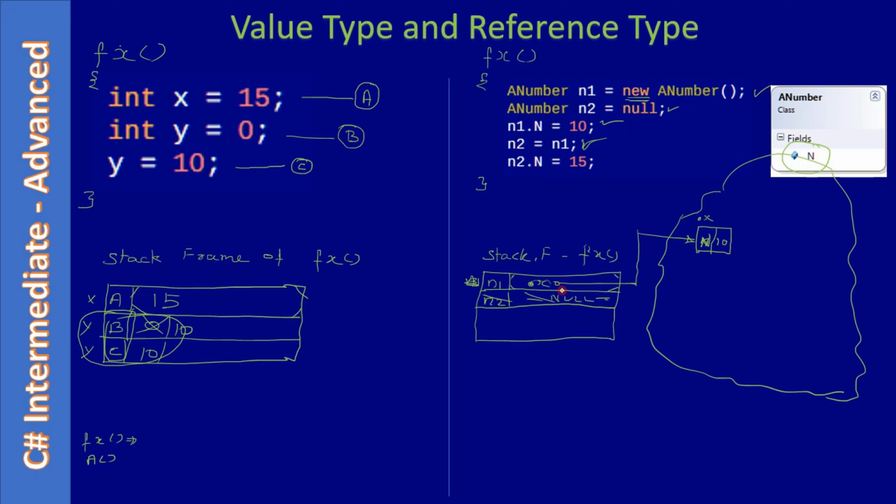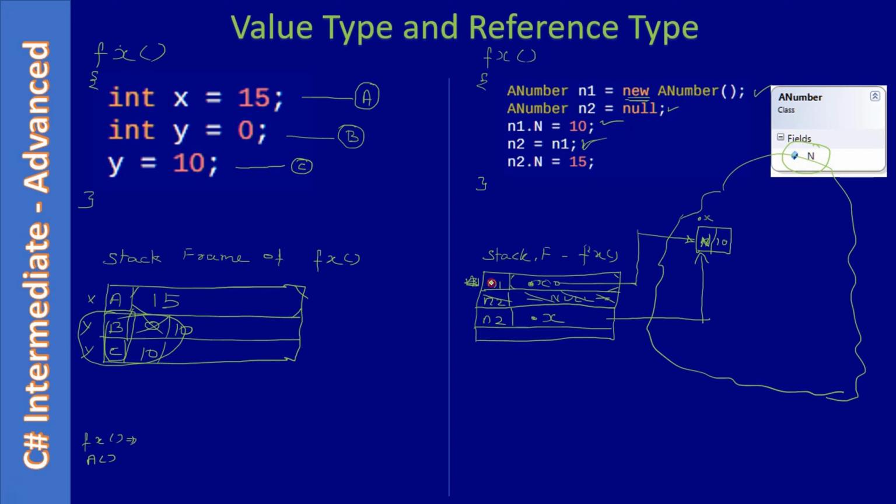Now the content here was previously null. Now what happens, n2 will be null, will get replaced by this x, right? Content of n1 is x, and that same bit pattern will get copied here. That means the address location is copied here. So after executing this statement, now n2 is looking at this memory location.